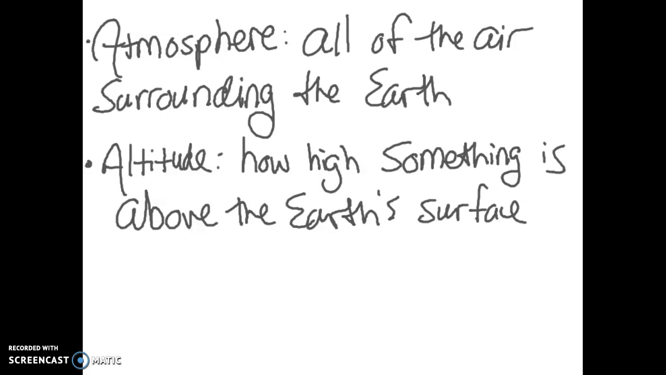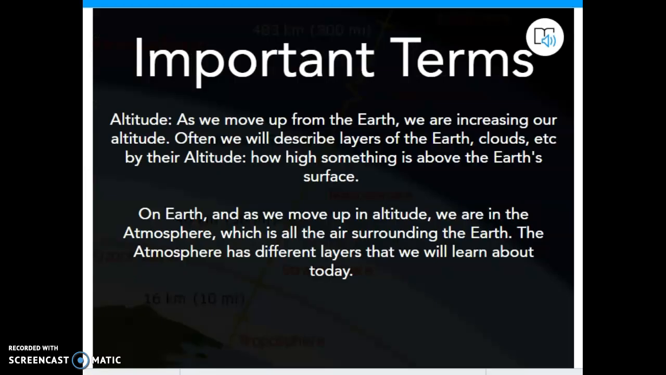Now, much like clouds, the layers of the atmosphere depend on their altitude. And the higher we go, we start to shift from one layer of the atmosphere to another. And within each layer, there are very specific things that happen and they're very unique to that layer. And all of the layers work together to help Earth function the way that Earth functions.